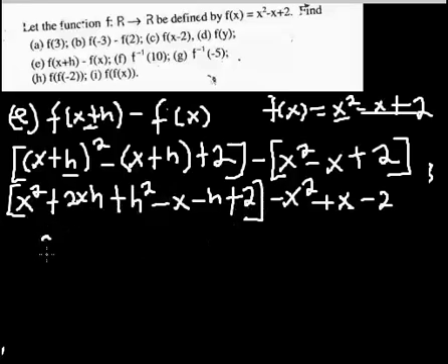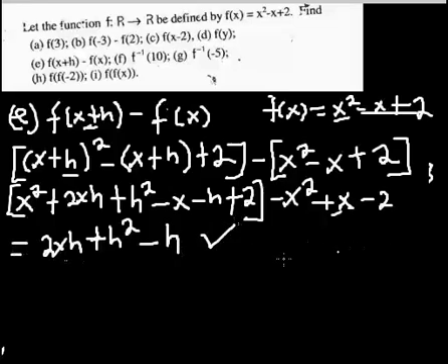Then of course I have 2xh. It doesn't have any like term, so I bring it down. I have plus h squared, no like terms, so I bring it down. Minus x plus x is 0, so it's gone. Minus h doesn't have any like term, I bring it down. Then I have plus 2. Plus 2 minus 2, so that is gone. So this is the answer. Okay, I hope that is well understood.